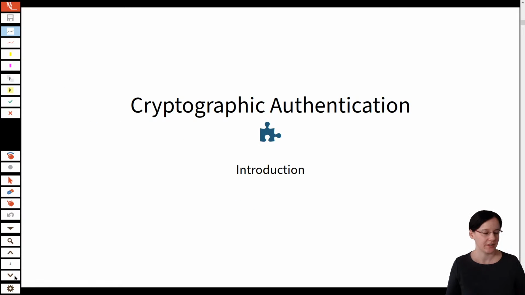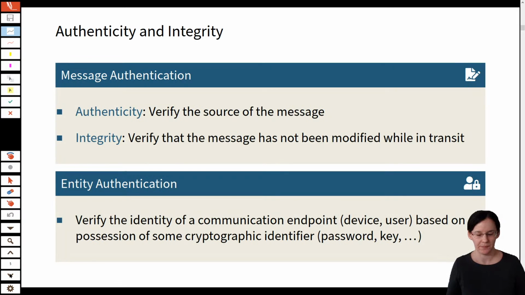So let's have a first look at authentication in general. Authentication actually means two different things in cryptography. The first meaning that we want to be dealing mostly with today is the meaning of message authentication. Meaning when we have a communication channel, we want to provide authenticity as well as integrity. Where authenticity means that we can verify the source of a message. So who sent it? Was it the other owner of the shared secret key, or was it somebody else? And second, integrity. So we want to make sure that the message was not modified in transit.